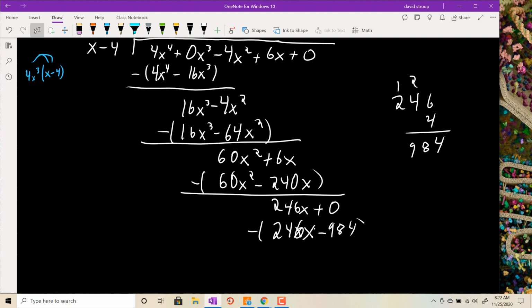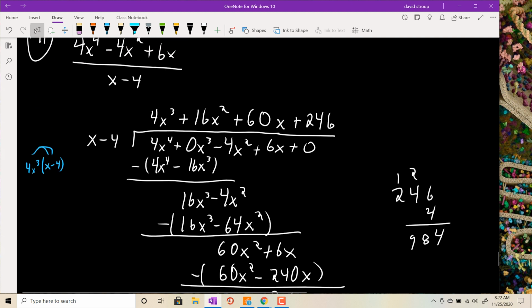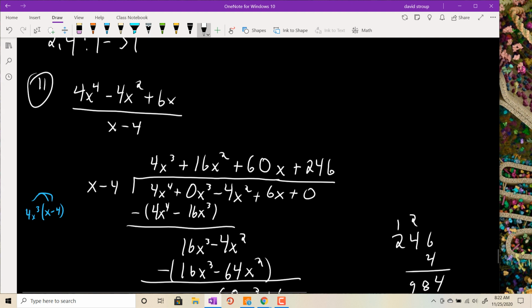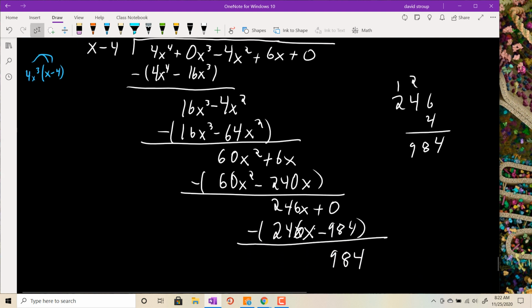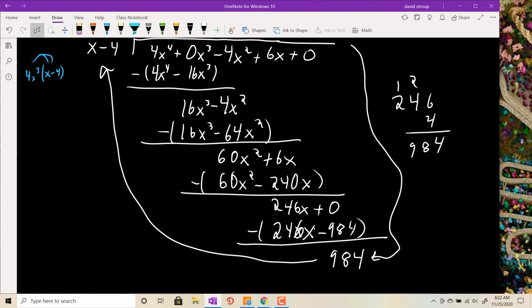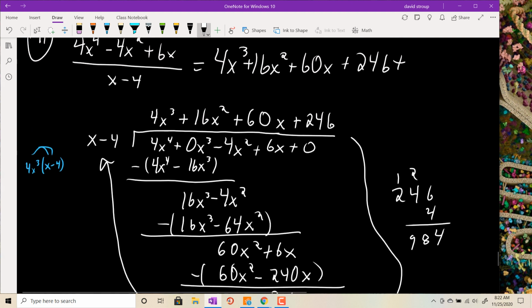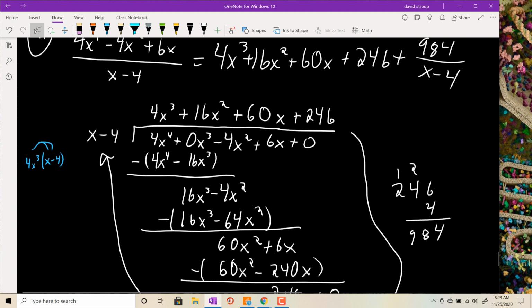And I have to subtract this thing. Okay, so it'll become 984 as my remainder. So the entire answer would be equals 4x cubed plus 16x squared plus 60x plus 246 plus, and then this other stuff is a fraction, right? It's always going to go plus the 984 all over x minus 4. Okay, plus 984 all over x minus 4. Okay, so expect some long division. That's 2.4.